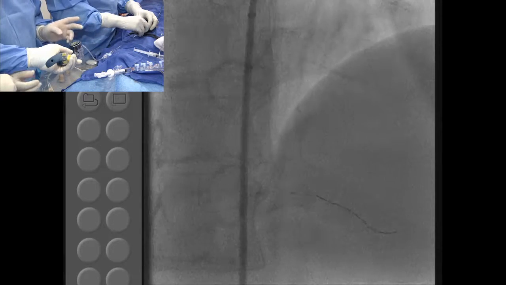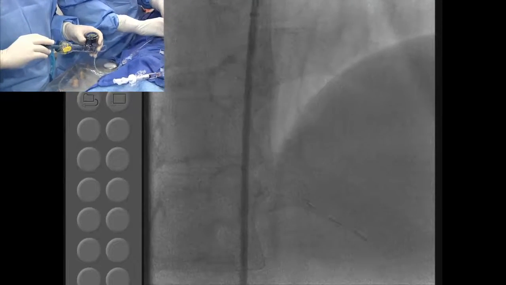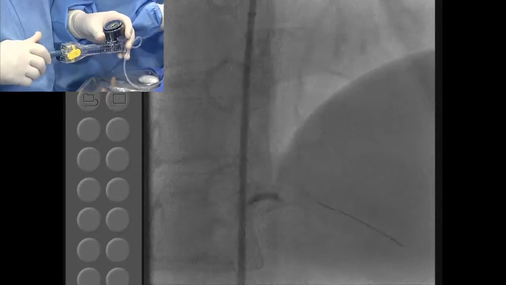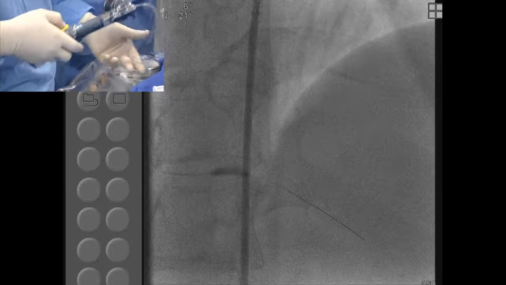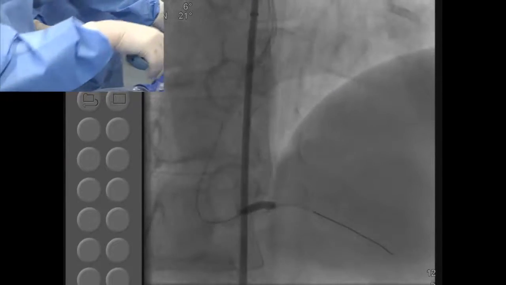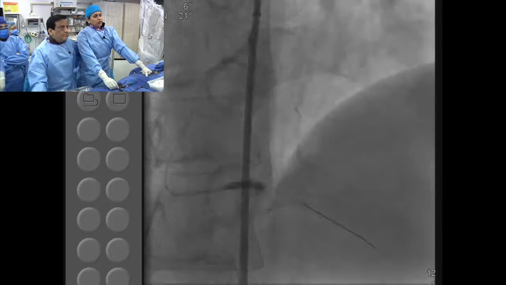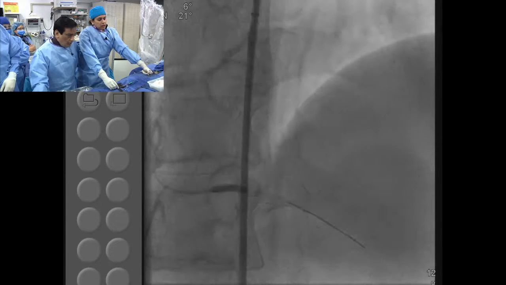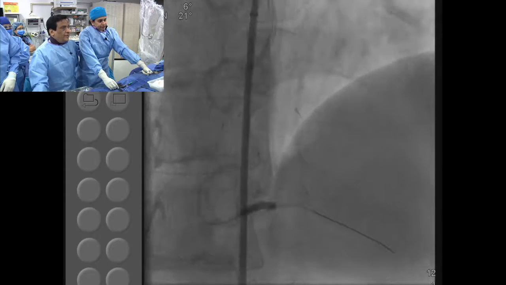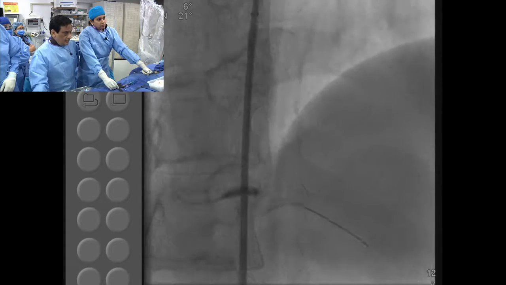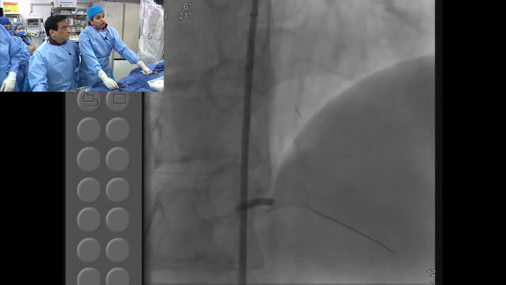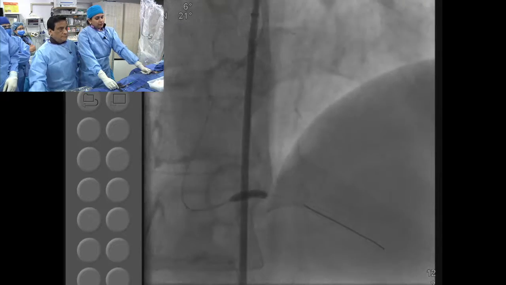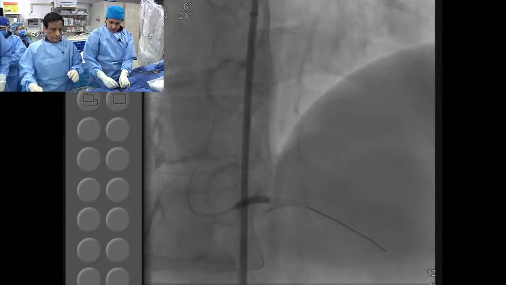Do you want to put a wire into the side branch or no? No. Okay, ready? Go. So what size balloon do you want? Distal RCA is 3.5, PDA probably just about 2.5 to 2.7. So I think what we can do is 2.75, yeah. In the proximal we can dilate with a bigger one. Then the question is, do you want to put a 3.5? No. Put a 3.0 by 16, and then we can post-dilate the proximal distal RCA to 3.5.